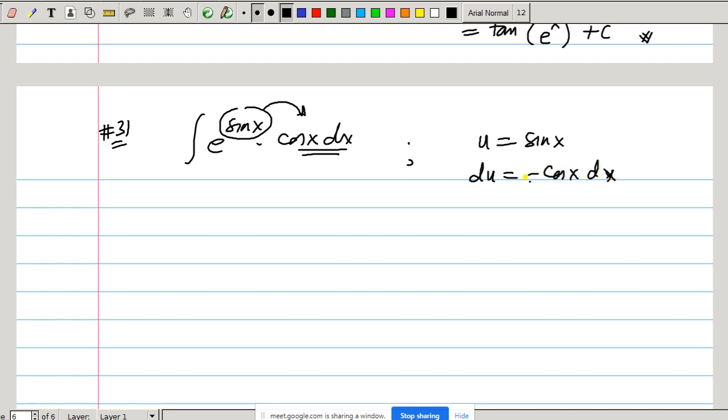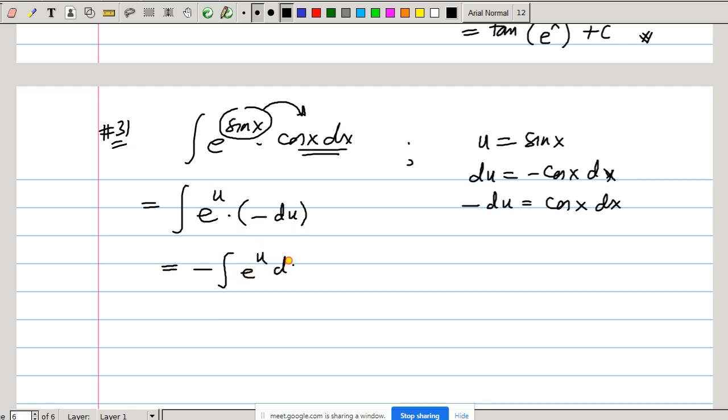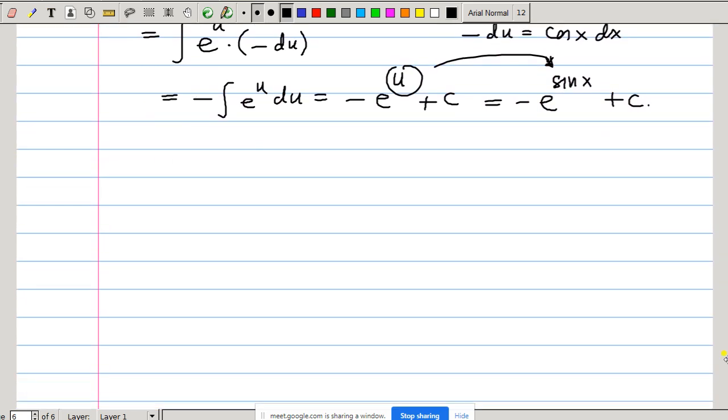Okay. I don't need minus here, so I can bring it to the other side. Minus du becomes cos x dx. Now it is e to the power sine x is u and cos x dx is minus du. So e to the power u du. Now you see it's very easy. I know that the integration of e^u is just e^u, the same thing. Okay, and now I can replace this u back. So if I replace this u back, it will become e^(sine x) plus constant. So this is your answer. So that's how basically you do integration by substitution.